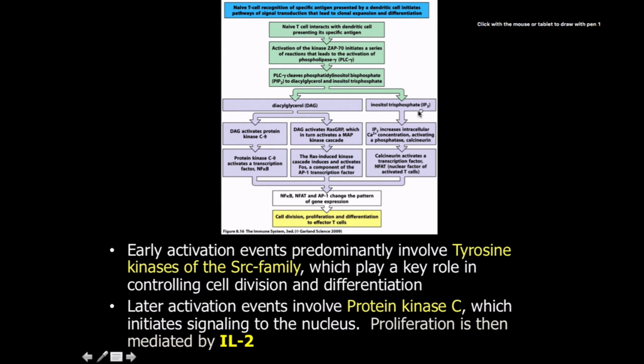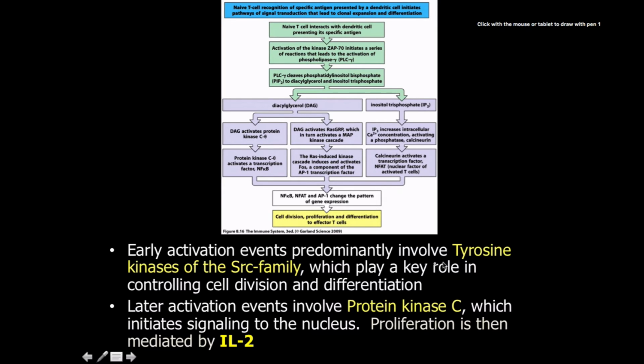There's inositol 3-phosphate, which always results in the release of calcium, and then calcium as a second messenger is going to result in the activation, with the help of others, of calcineurin, which is going to activate something known as NFAT, which is called nuclear factor of activated T cells. But one of the things I want you to really think about is that all of these processes end up resulting in the production of transcription factors that, when they reach their target sites, result in cell division, proliferation, and differentiation.